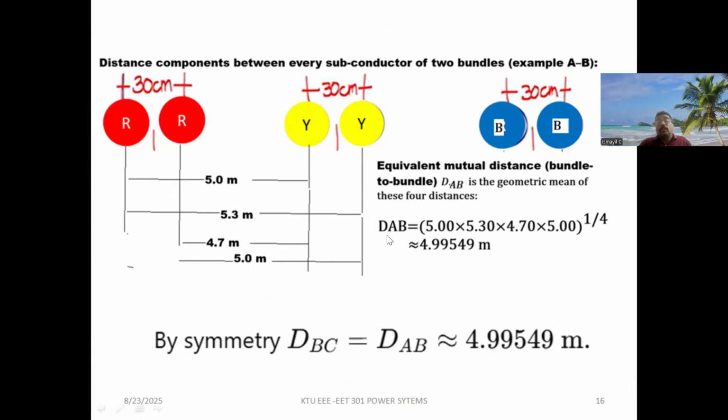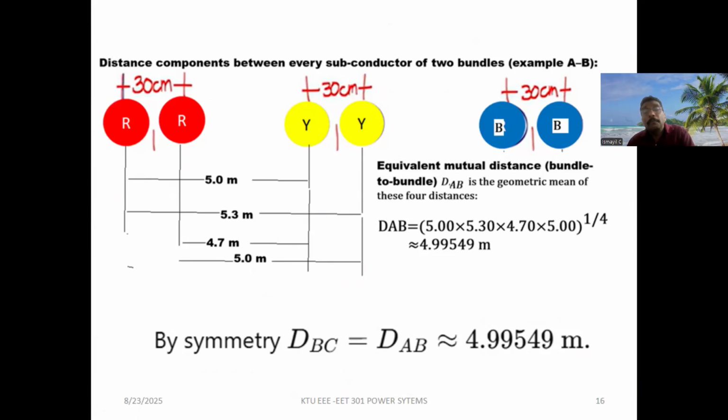So here there are a total of 4 distances. That is why we are finding the 4th root, or we have to multiply by 1 by 4. By doing that, I'm getting an answer of 0.99549, the exact value.